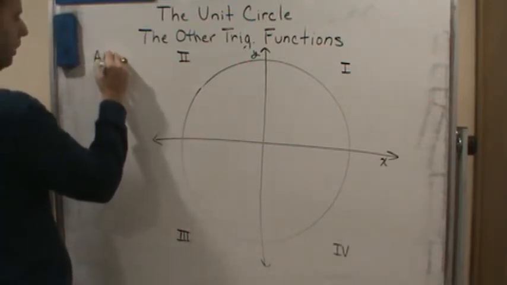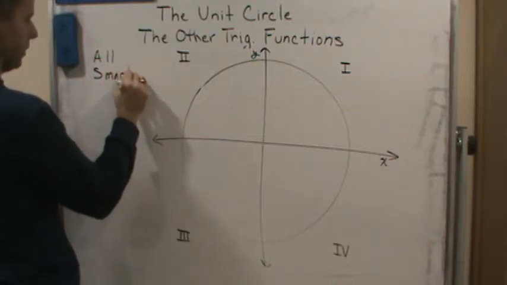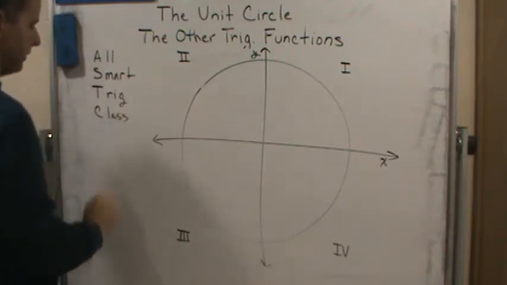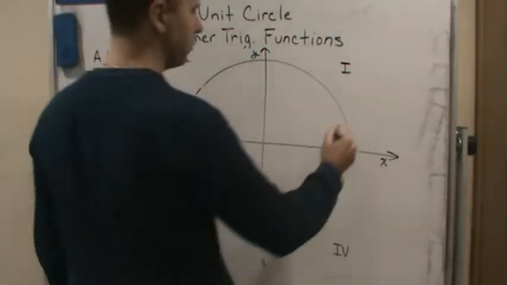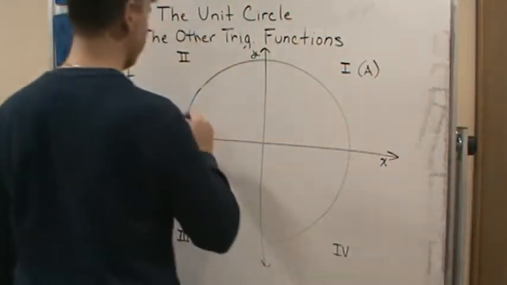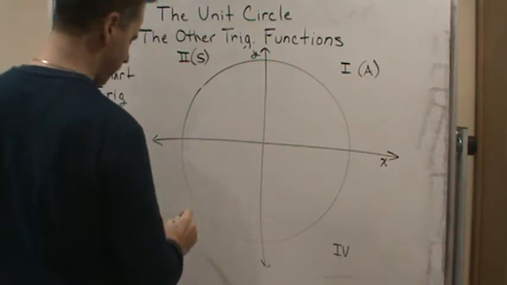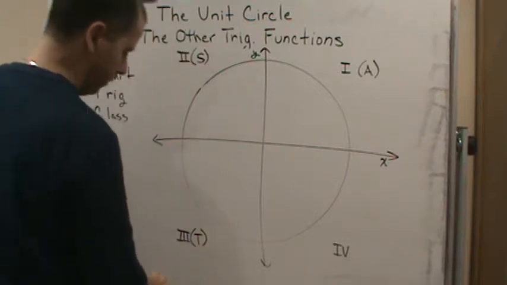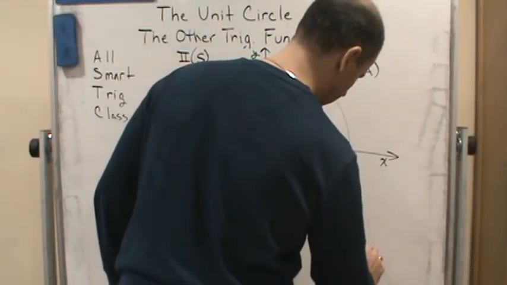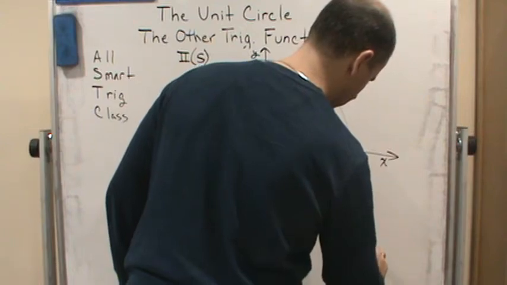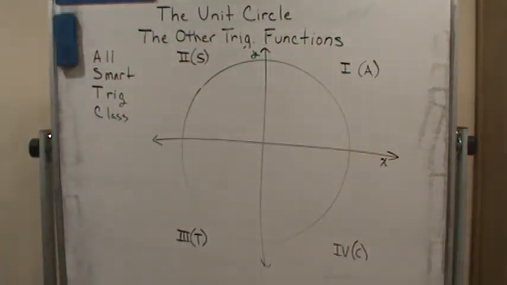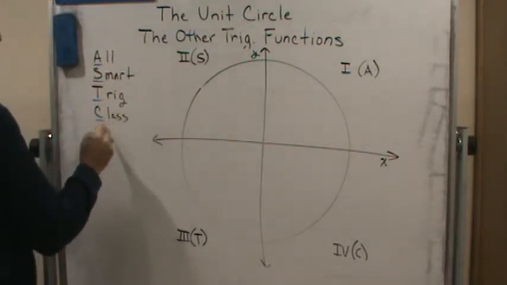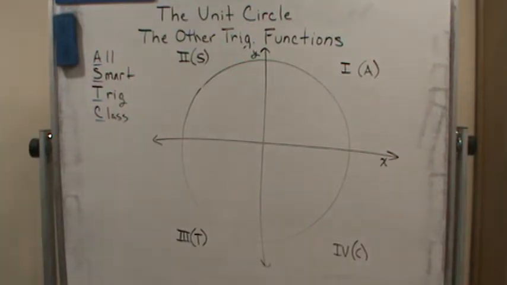So all, smart, trig, class, and it goes counterclockwise. So this would be where the A would go, this is where the S would go, and this is where the T would go, and finally the C would go. Okay, so again, the first letter stands for the different trigonometric functions, or all of them.